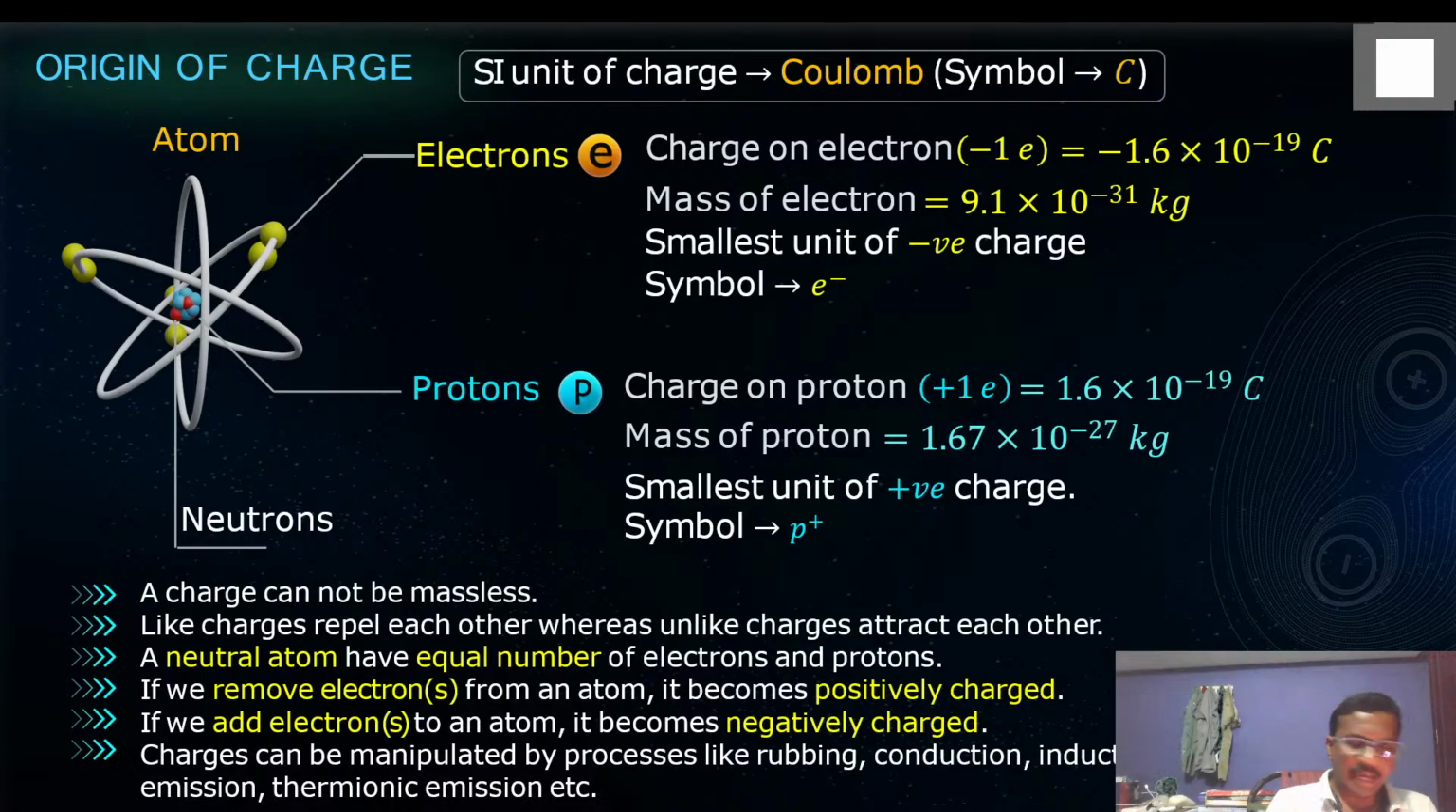So let us hear these points. A neutral atom has an equal number of electrons and protons. If we remove the electrons, it will become positively charged. If you add the electrons, it will become a negatively charged particle. Charges can be manipulated by processes like rubbing, conduction, induction, photoelectric emission, thermionic emission.